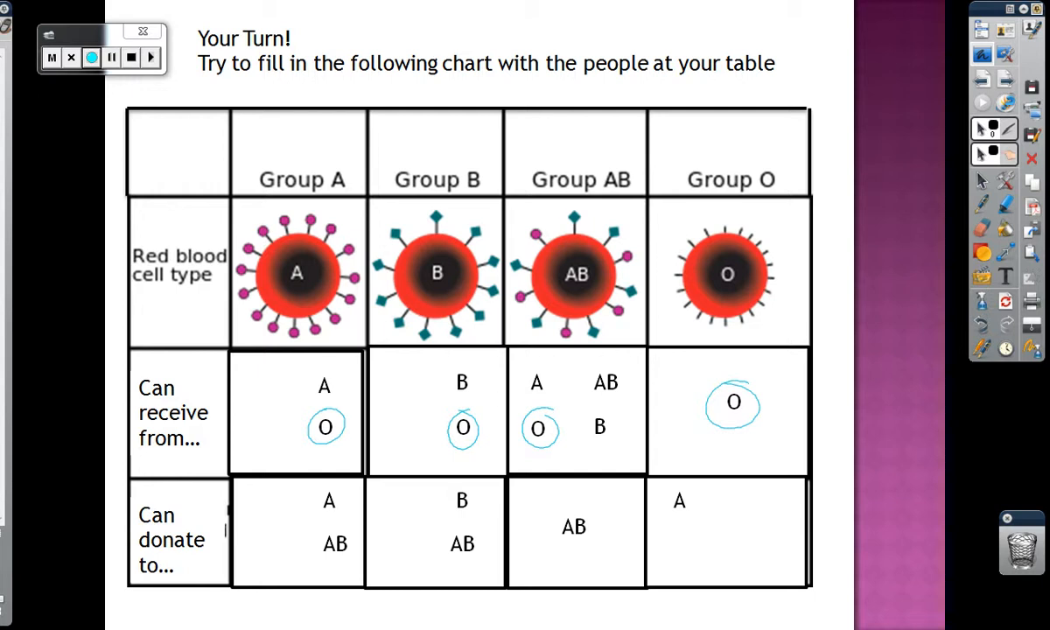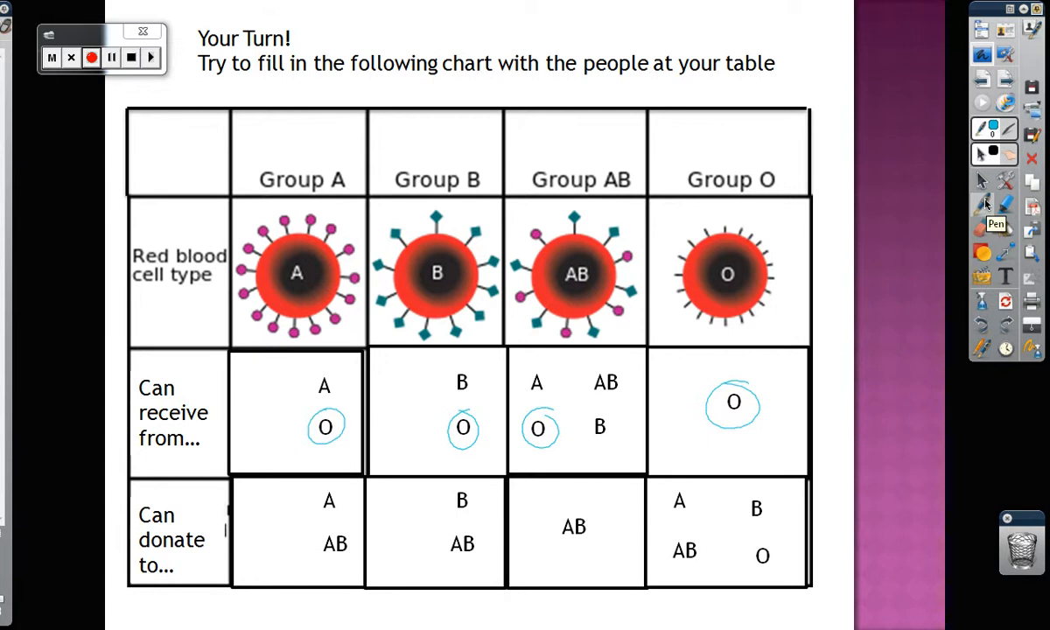Someone in group O can donate to someone with type A blood, because remember, O is like a naked red blood cell. It doesn't have anything marking it as anything, so nobody would recognize it as foreign. They can donate to someone with AB blood, because again, it's naked. Same with B and same with O, because there are no markers on type O. It can basically enter someone's bloodstream without them recognizing it, since it has no antigenic markers.